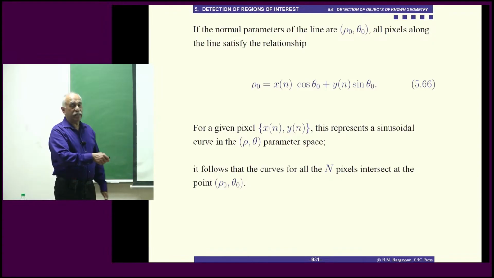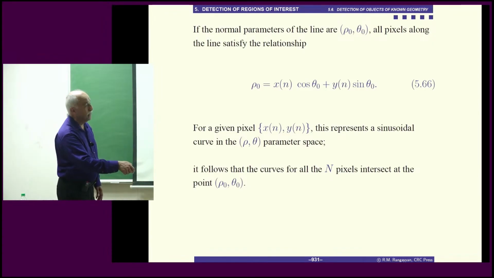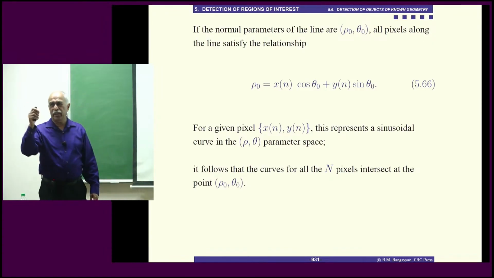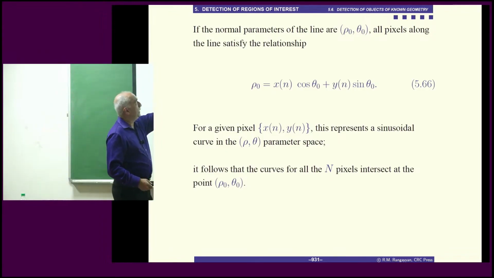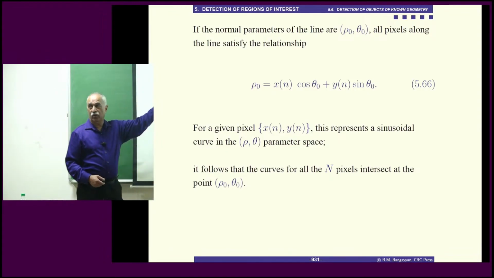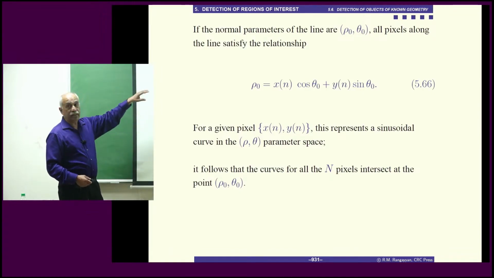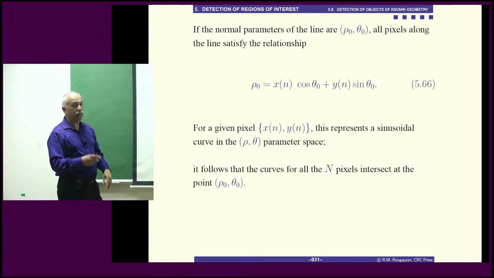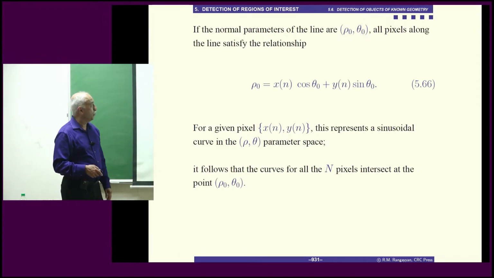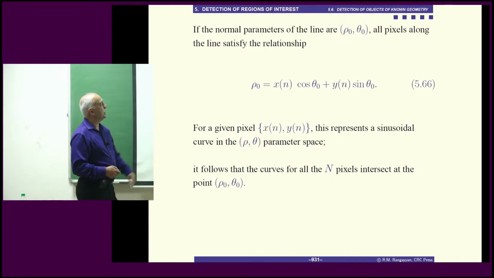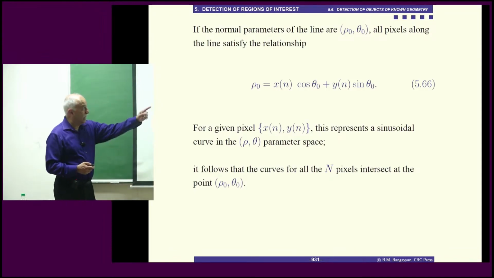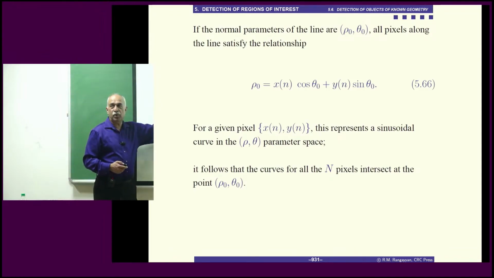X and y n are pixel coordinates that you have somehow segmented, detected, marked. For a given value of x and y n, you have an equation in rho naught and theta naught. That will form a sinusoidal curve in the rho theta space. And all the curves for these n pixels along that line should intersect at that point rho naught, theta naught. Many sinusoidal curves will intersect at that point.